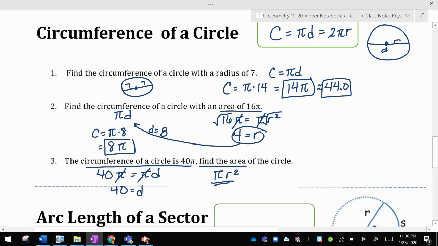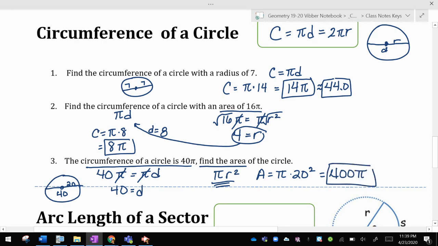But to do the area formula, I need the radius. So if my diameter is 40, my radius is 20. So the area of this circle would be pi times 20 squared, which is 400 pi. Ta-da! So that's the circumference.